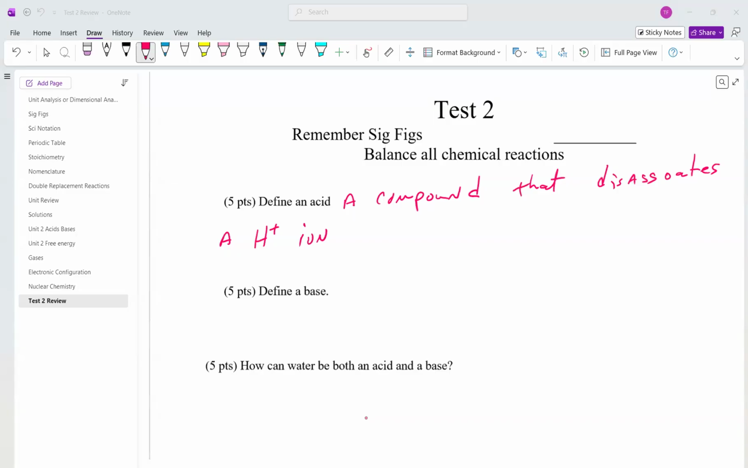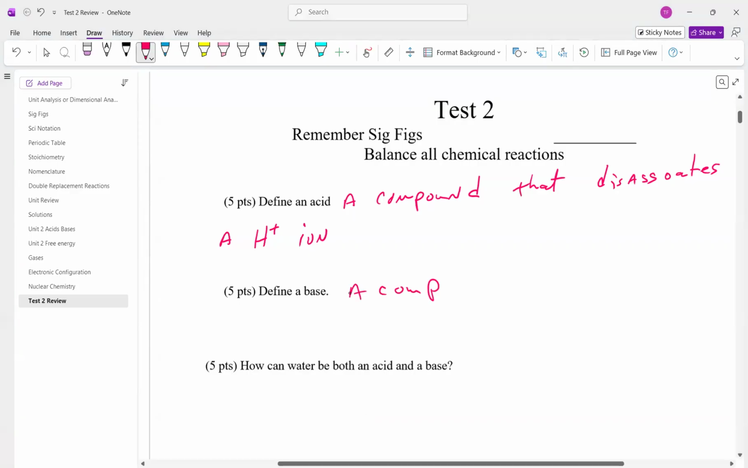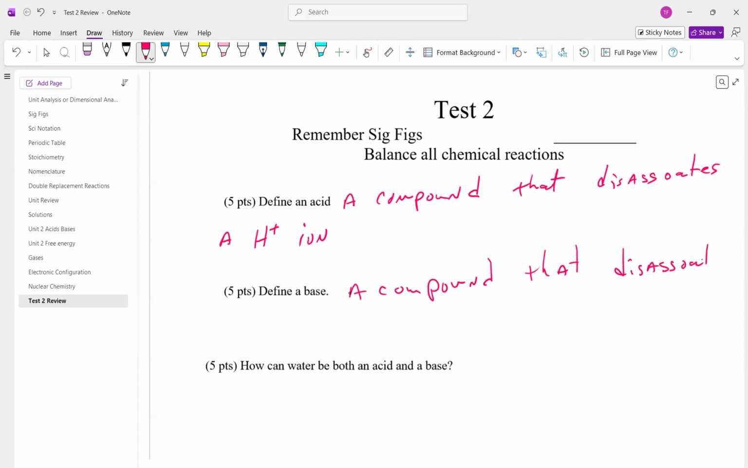So an acid is a compound that dissociates an H plus ion. If it's got an H there, it has the potential to be an acid, but only if it comes off, dissociates. A base is the same thing, only different. If it has an OH, a lot of things, particularly biochemically, have OHs on them, but very few of them come off.